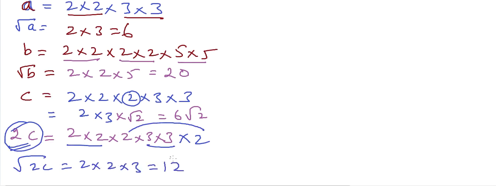Okay. So in this case, c is not a square number, but if we multiply c by 2 it becomes a square number. So that means 2 is the smallest number by which c needs to be multiplied to make it a square number.